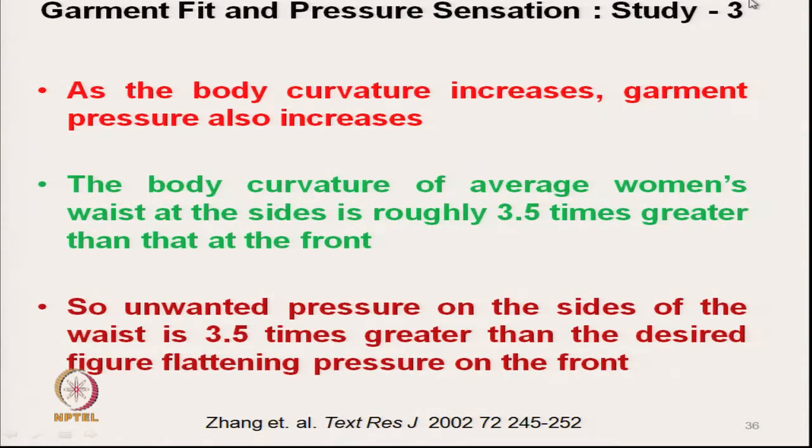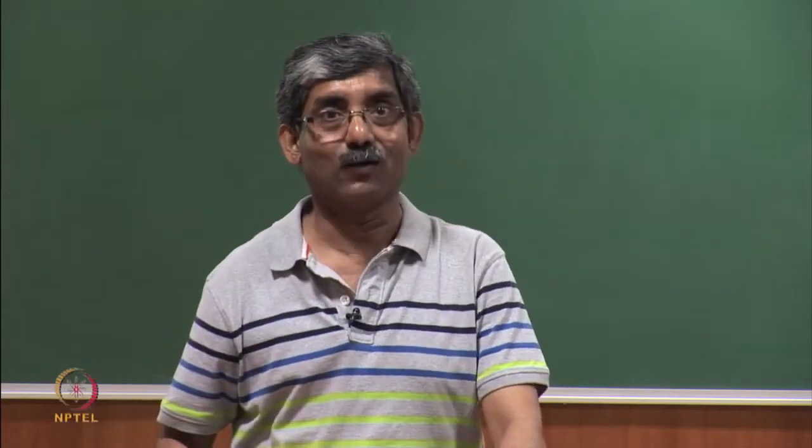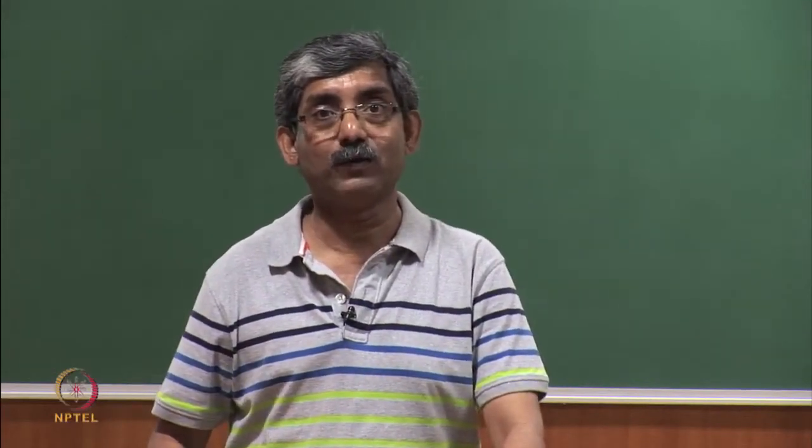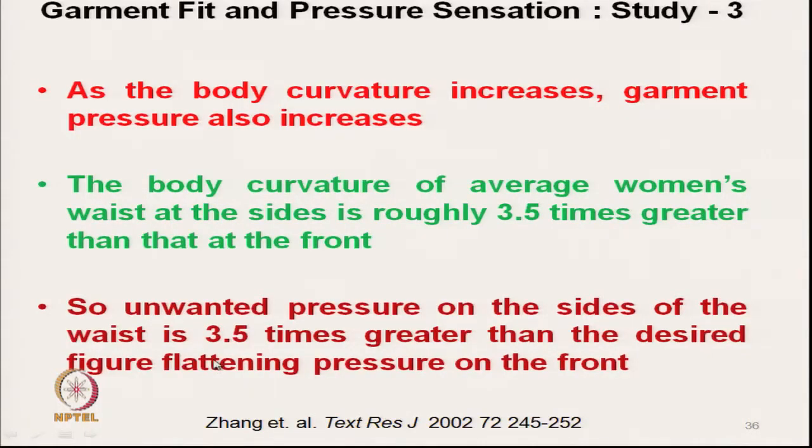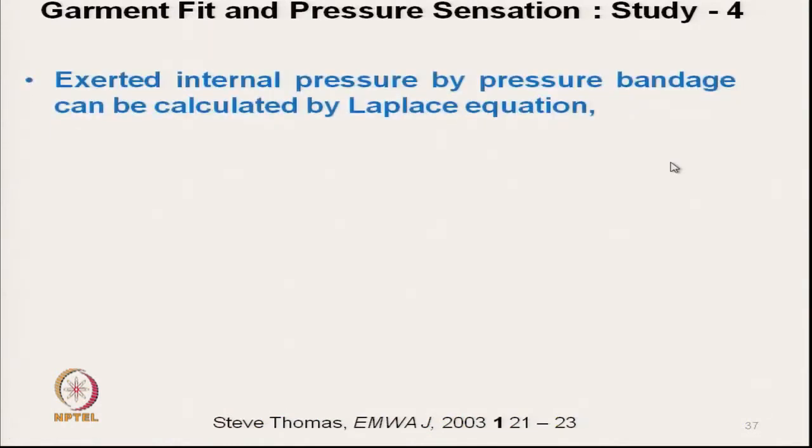That we have already seen in study 3, another study, where they concluded that as the body curvature increases, the garment also gives higher pressure. The body curvature of an average woman's waist at the side is roughly 3.5 times greater than at the front. So that means at the side there will be higher pressure, and what they observed is that the waist at the side gives 3.5 times higher pressure than the front. That is directly related to the curvature, which is actually proved by another study, where they used the Laplace equation.